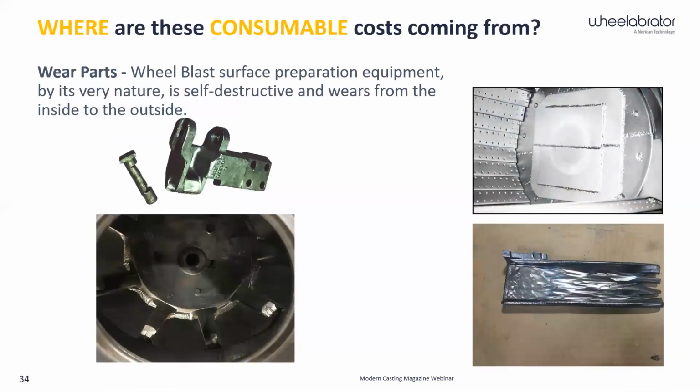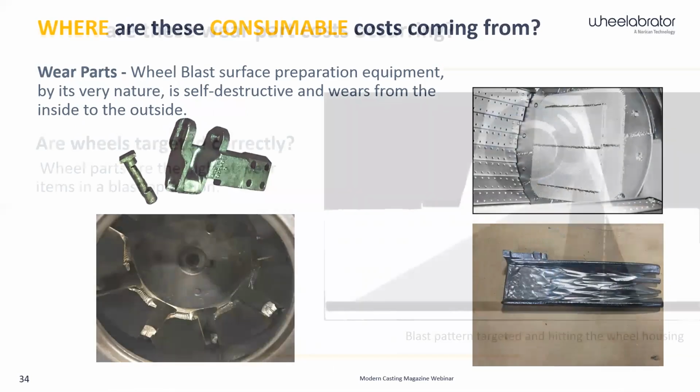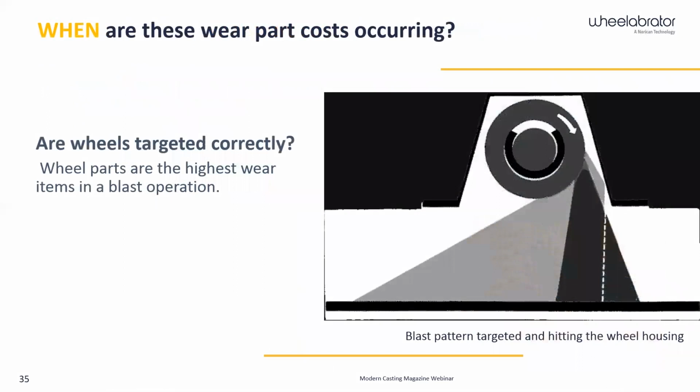Okay, consumables, coming from just the wear parts. Anybody who has run a shot blast machine definitely understands this one. The machines eat themselves up, and the parts that go with them eat themselves up. So how can we reduce any of that? Or let's start out, I apologize. When are some of these occurring?